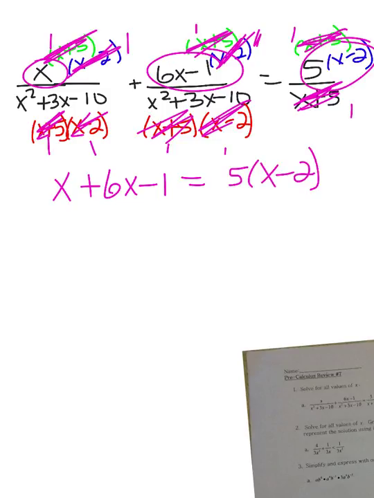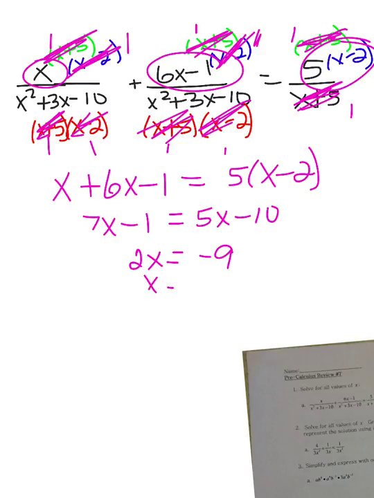Okay, so now we're going to solve. I have 7x minus 1 equals 5x minus 10. Minus 5x from both sides, add 1, so I get 2x is equal to negative 9. Divide both sides by 2, we get x is equal to negative 9 halves. And then you do have to check it. Make sure that you don't get anything that's undefined when you plug negative 9 halves into the denominator. When I check this, this does work out.